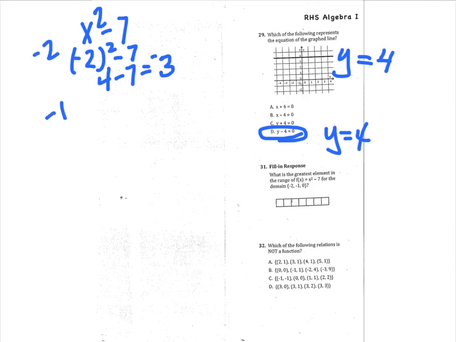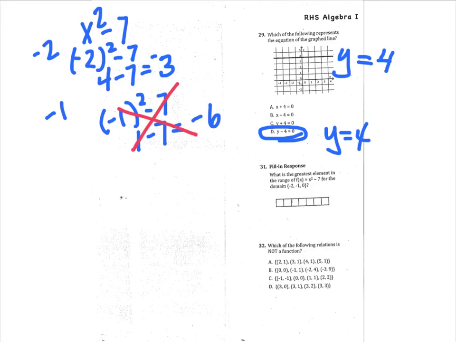The second one I'm going to do is -1. So I'm going to plug in -1 squared minus 7. And -1 squared is positive 1, minus 7, which gives -6. Since the question is what is the greatest element, so far when I plug in -2, I get -3, which is greater than -6. So it's not this one so far.